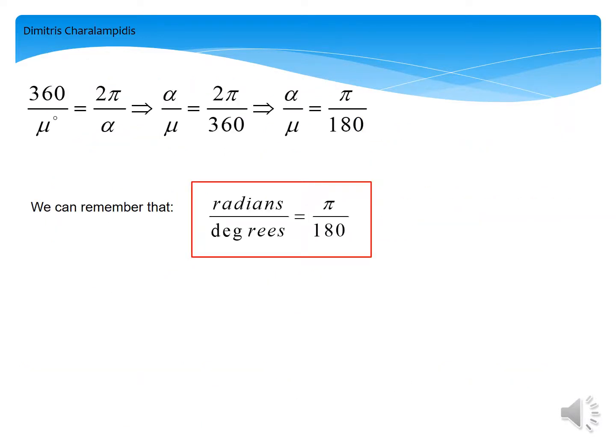So, we should write that 360 over μ equals 2 pi over A, which, after some basic operations, can be written as A over μ equals pi over 180. We can also remember that radians over degrees equals pi over 180.